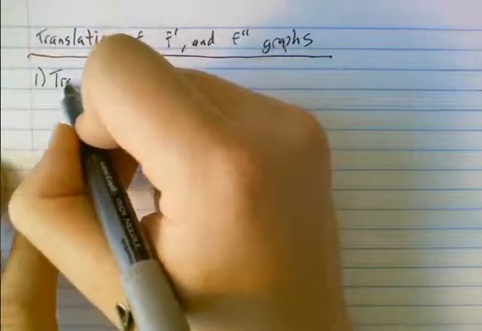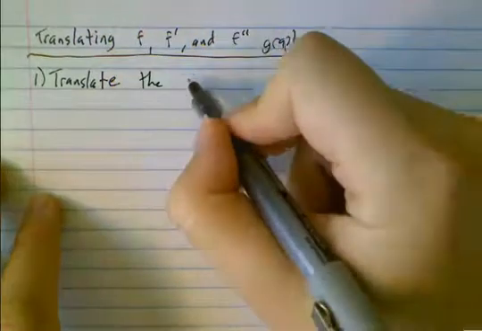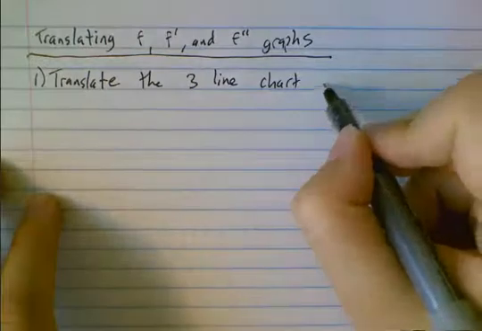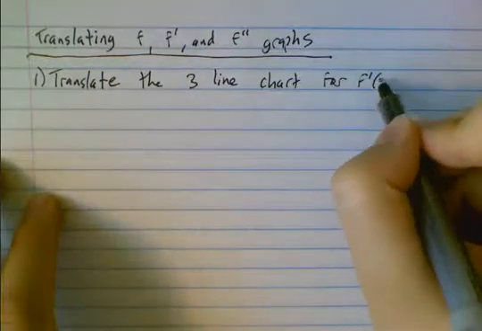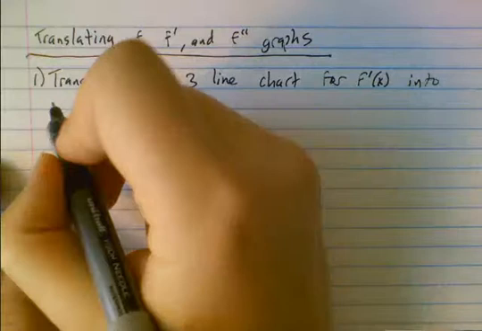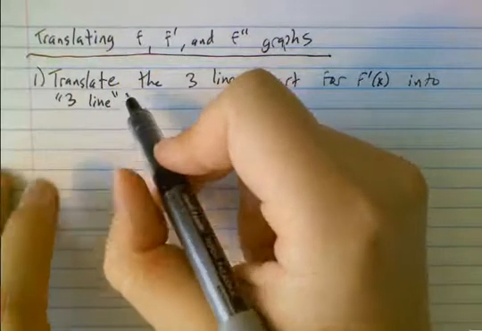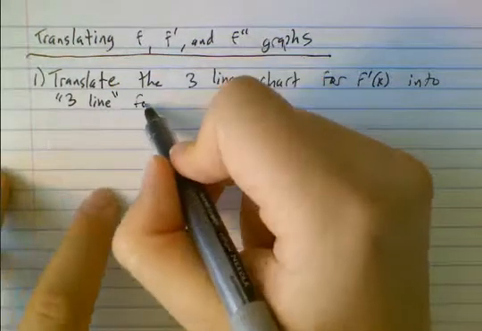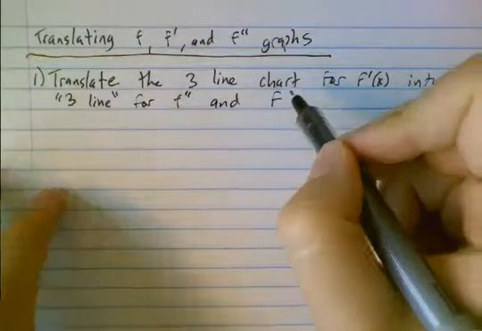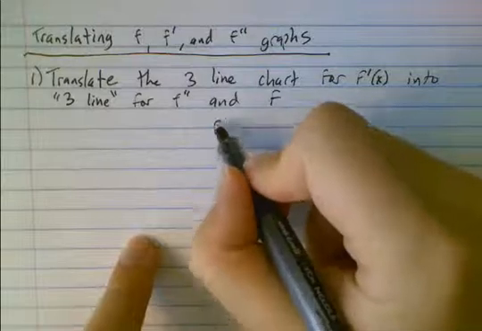So first, let's translate some three-line charts. Translate the three-line chart for f prime of x into "three-line" charts for f double prime and f. I put that in quotations because they're not actually going to be three lines. So given to you in the problem is here. This is f prime.